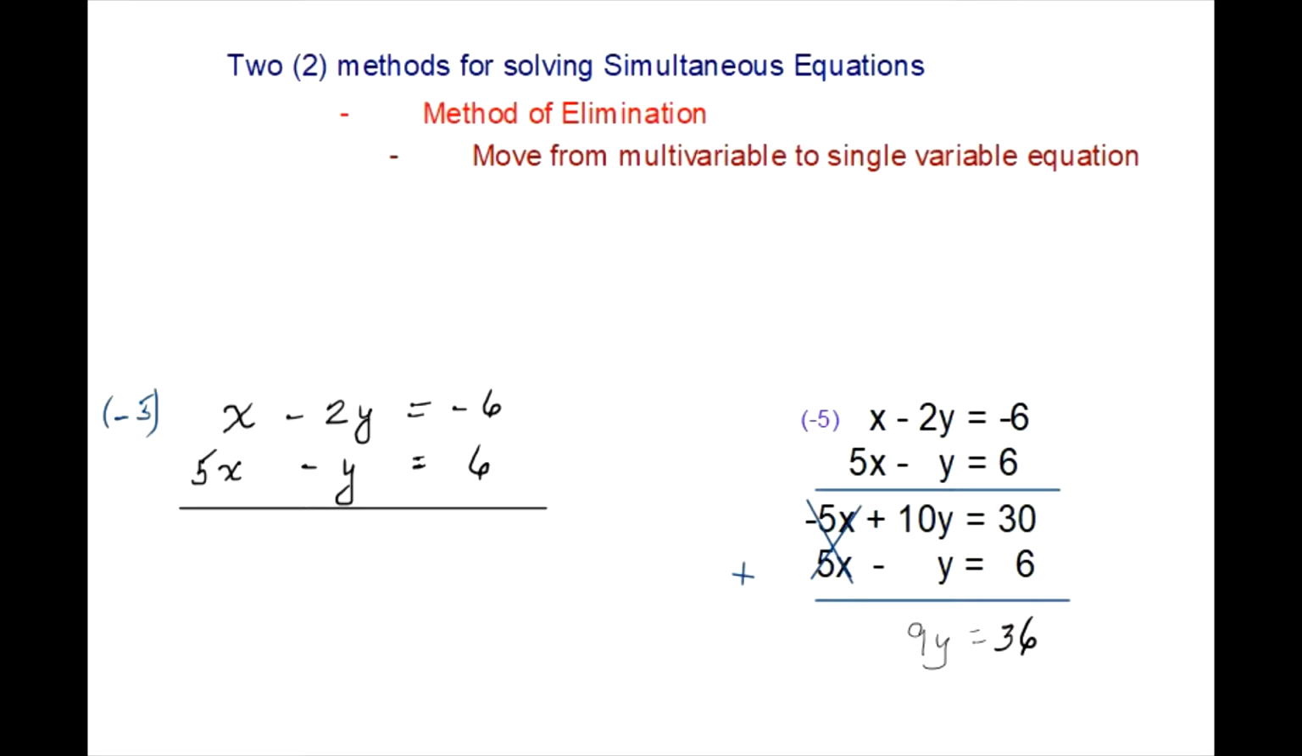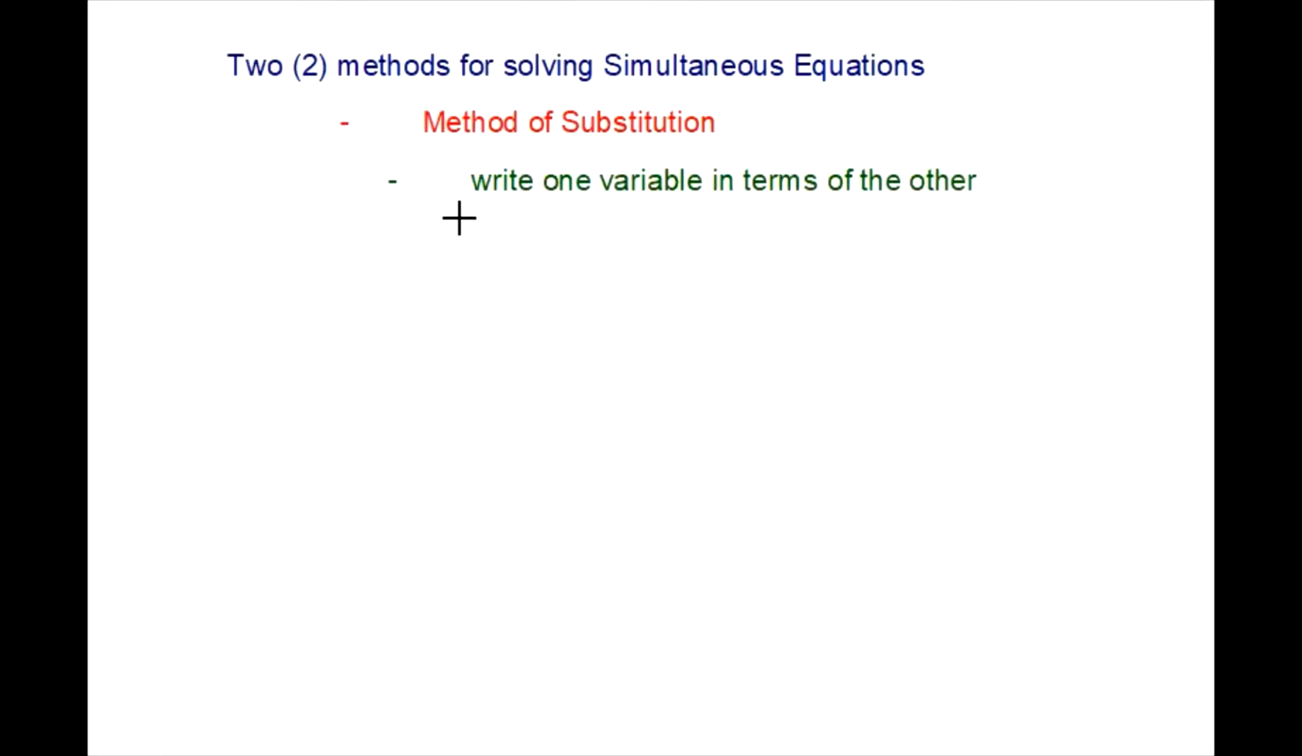So as I mentioned earlier, there are two methods for solving simultaneous equations that we will be working with. The first, as I just explained, is the method of elimination. And the second is the method of substitution. And the concept is the same, right? We want to move from a multivariable to a single variable equation, right? So what I want to do here is write one variable in terms of the other, okay? So let's start with that same problem that we had just now, okay?